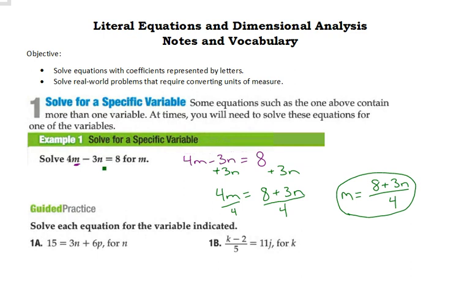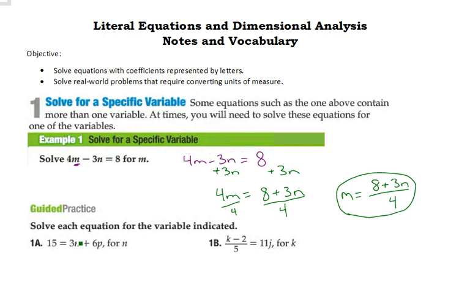If that's hard to do, look at this negative 3n and just pretend that that n's not even there. Just think, okay, it's a negative 3, I would have to add that over, and then take the n along for the ride. All right, go ahead and try these guided practice.